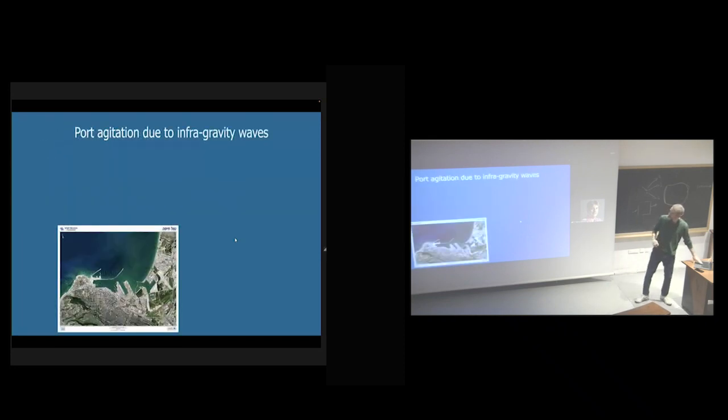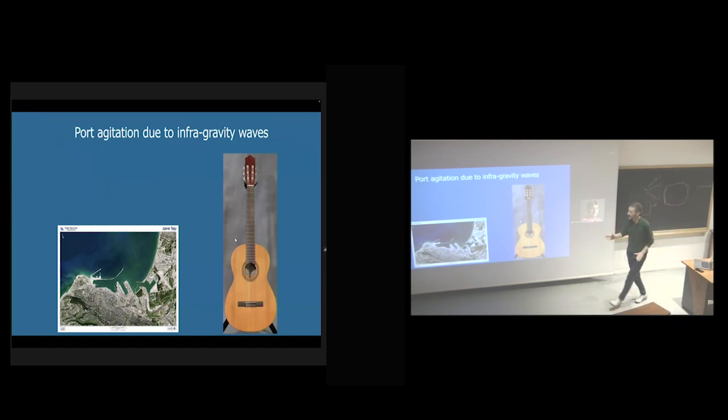Let's just inspect port agitation, harbor agitation. If you see a port, this is the Haifa port, it's like the body of a guitar, yeah? There is an entrance and waves get inside. If we close this and pick the strings, we won't hear much, yeah? But if we have a resonator inside, every wavelength will fit part of it and be amplified, and then we will hear the sound.